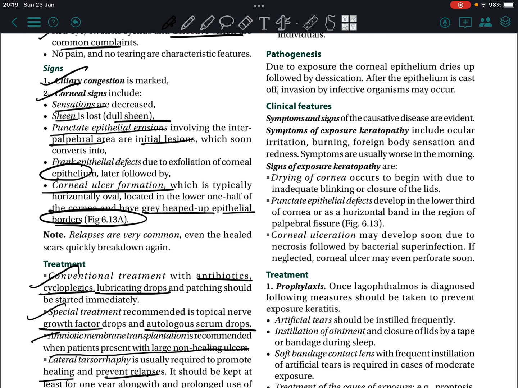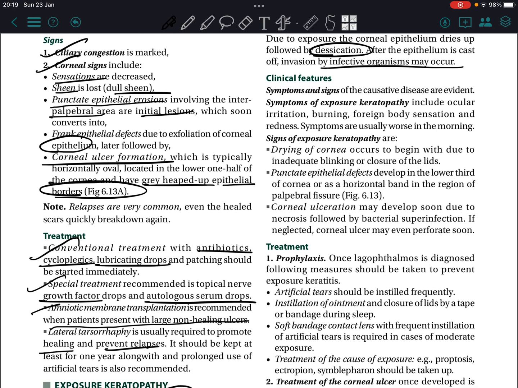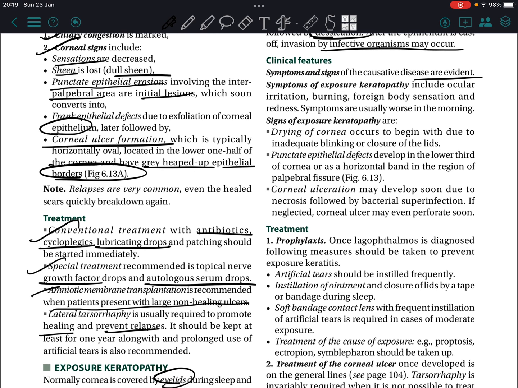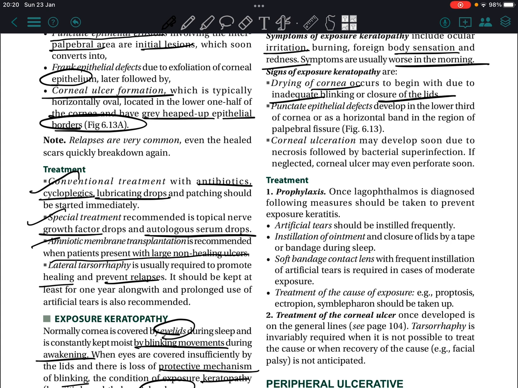Pathogenesis: due to exposure, the corneal epithelium dries up, followed by desiccation. After the epithelium is cast off, invasion by infective organisms may occur. Clinical features: symptoms of the causative disease are evident. Symptoms of exposure keratopathy include ocular irritation, burning, foreign body sensation, and redness. Symptoms are usually worse in the morning. Signs of exposure keratopathy: drying of the cornea occurs to begin with due to inadequate blinking or closure of eyelids. Punctate epithelial defects develop in the lower third of the cornea or as a horizontal band in the region of the palpebral fissure.